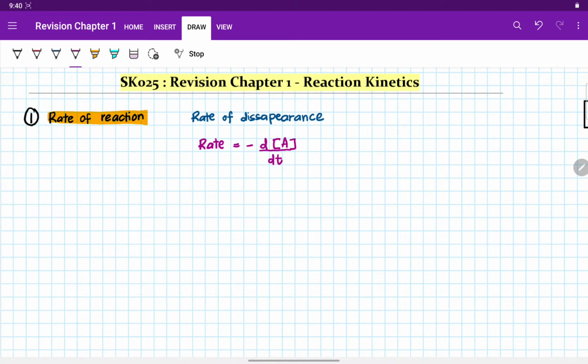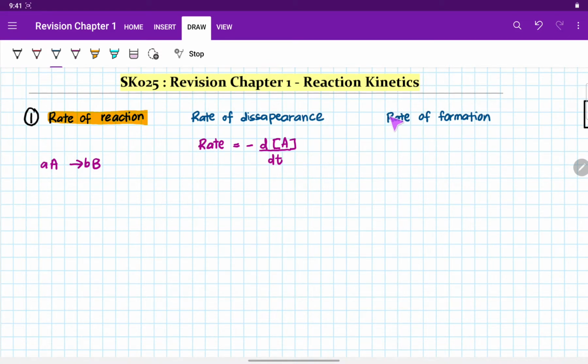So yang ni if let's say saya ada reaction A kepada B. So this will be the rate of reaction. So katakan dekat sini saya ada equation saya AA and BB like this. So the rate of disappearance awak akan tulis dia macam ni. So ini yang pertama.